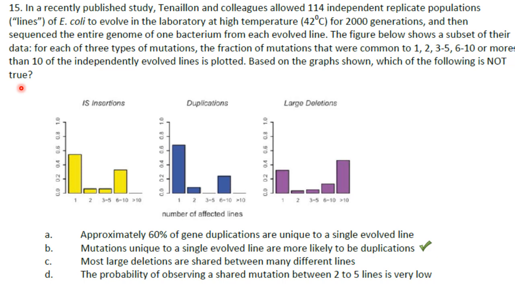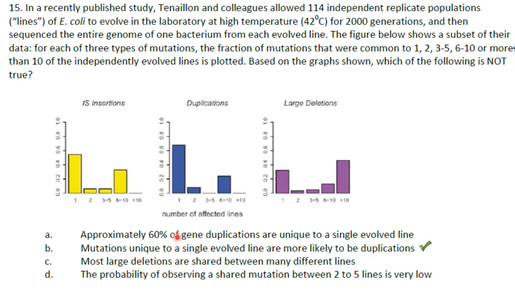So E. coli grew for 2000 generations at 42 degrees Celsius. Then genomic DNA was isolated, then analyzed for mutation by comparing with the control. Control is the one which is grown at 37 degrees Celsius. And they analyzed for these mutations, that is IS insertions, duplications and large deletions.